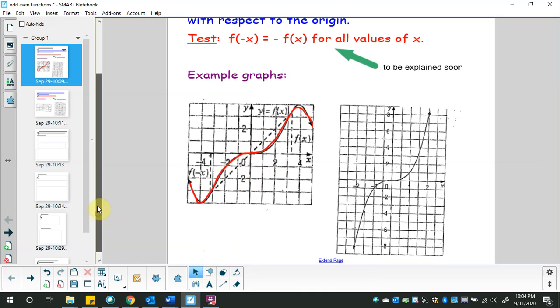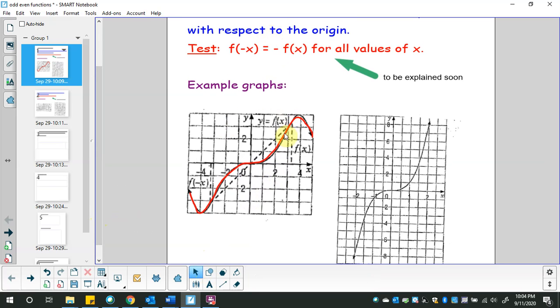So with respect to the origin means that if I pick any spot on this curve and I rotate it 180 degrees, it lands on itself. Now this doesn't exactly land on itself, and the reason is because my curve and my grid, for that matter, aren't completely at right angles, so it doesn't work out perfectly, but that's the general idea. Same kind of thing here when we do it.